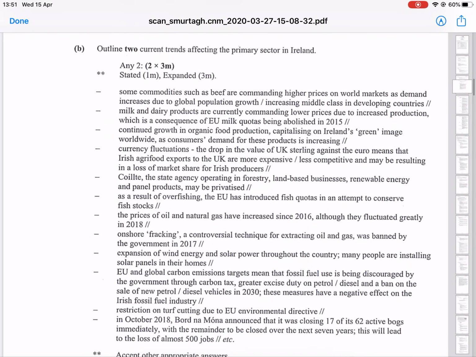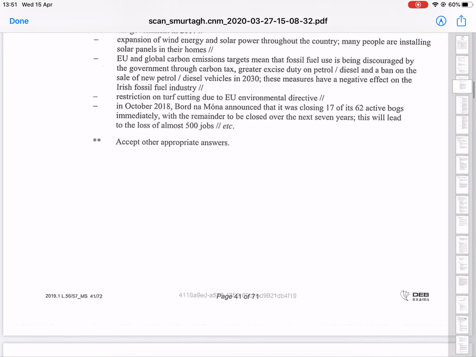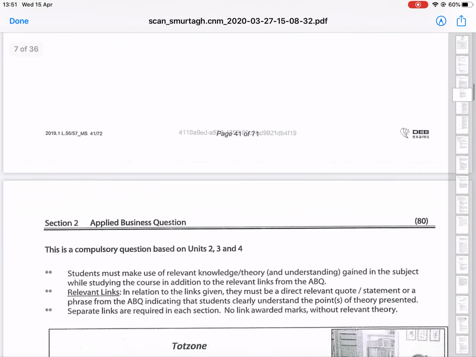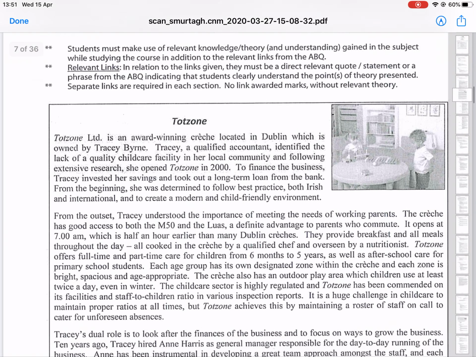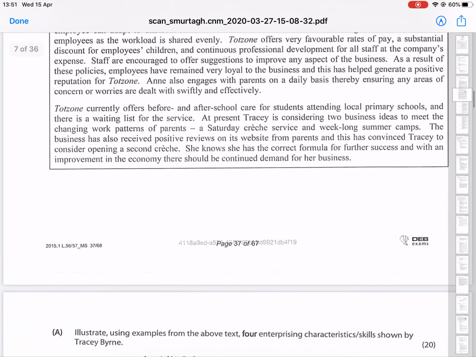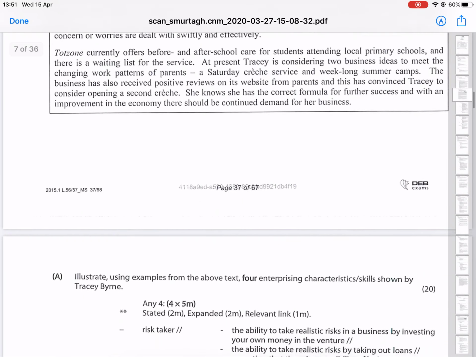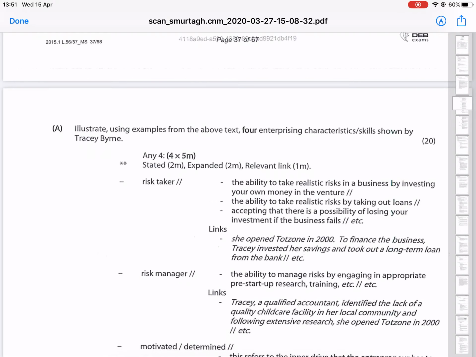Now what I'm going to do is move on to the ABQ and spend a couple of minutes on that. If I scroll down a little bit, your ABQ was on this business called Thought Zone, and hopefully you got on okay with it. So using examples from the above text, enterprising characteristics or skills shown by Tracy.